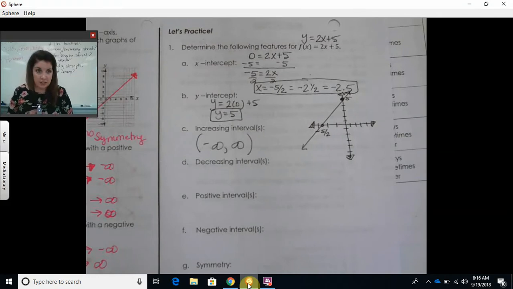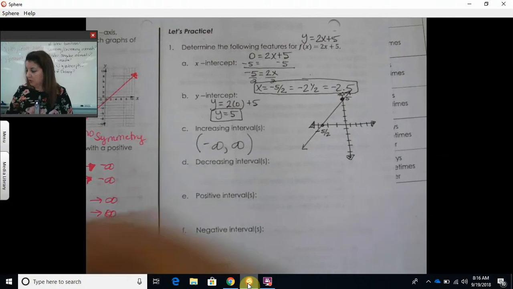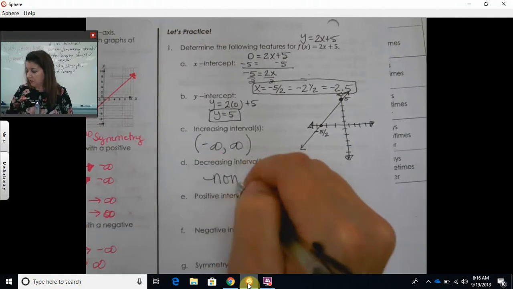All right, so where is it decreasing? Does it have a decreasing interval? No, y'all just told me it's increasing the whole entire time, right? A line doesn't stop and change directions. So there are no decreasing intervals, or I'm just going to say none.